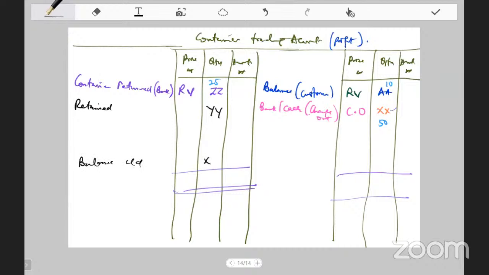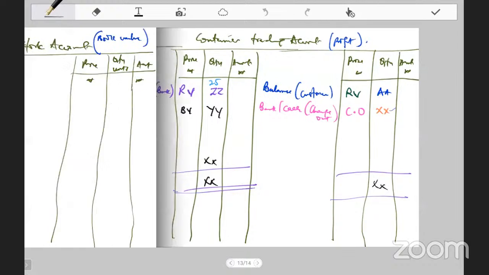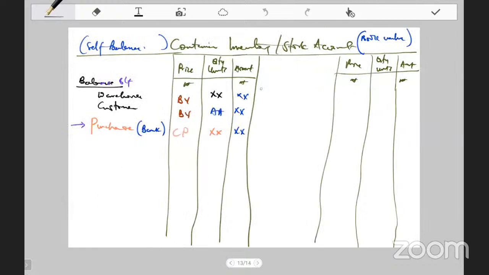Balance carried down. Then you have to look at what is the total unit that is retained. So we have those units. And once I have the amount that is to be retained, because it's a double entry, that amount will have to go to my inventory account. So I'll come here and I'll call it retained container, which will be at book value.